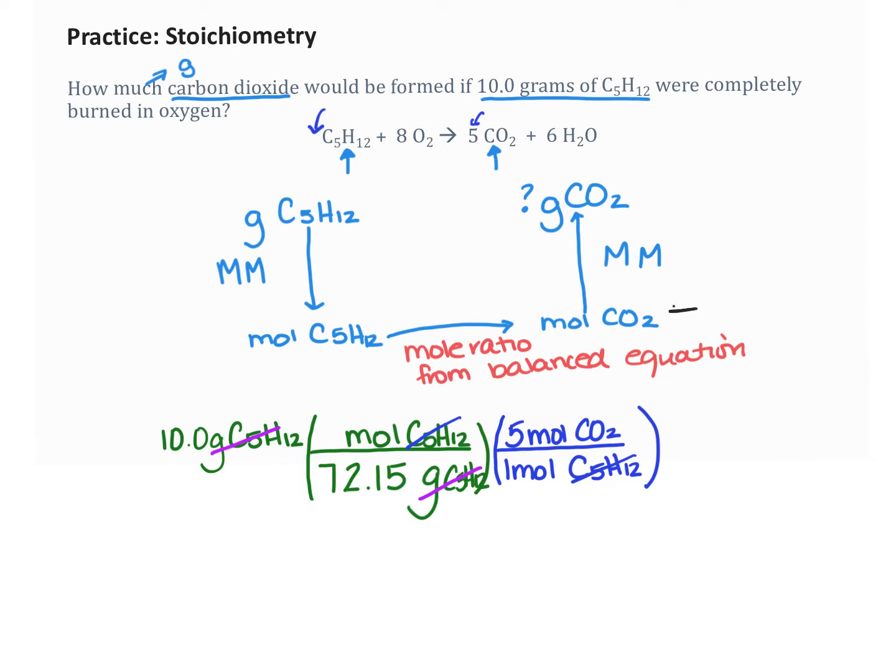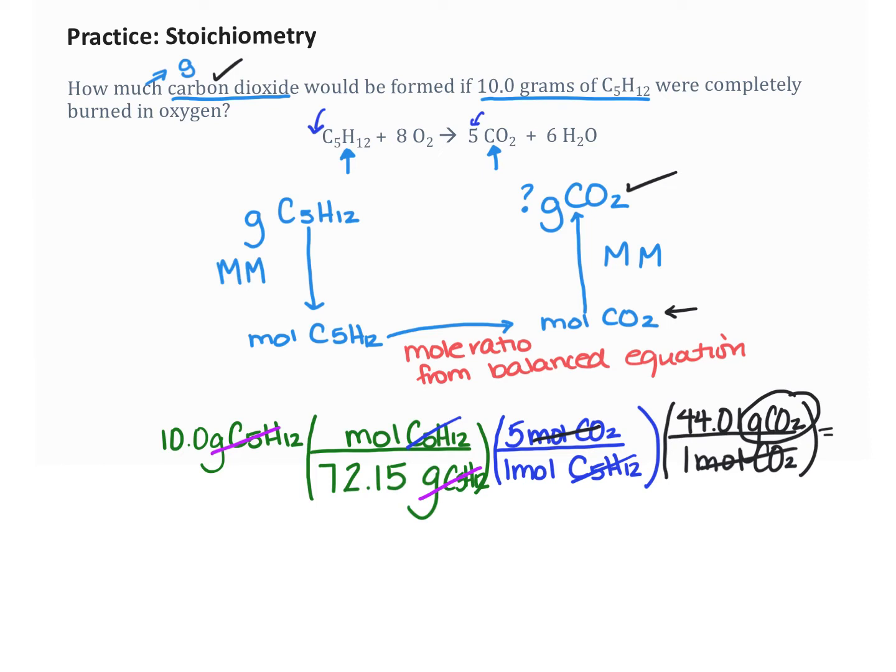And so now we're right here in the process, and we're going to go from moles of CO2 to grams of CO2. The molar mass here is 44.01 grams of CO2 per 1 mole of CO2. Okay, and we can see our moles of CO2 cancel. We're left with grams of CO2 here, which is what we were asked for in our problem, and that's what we're looking for there.